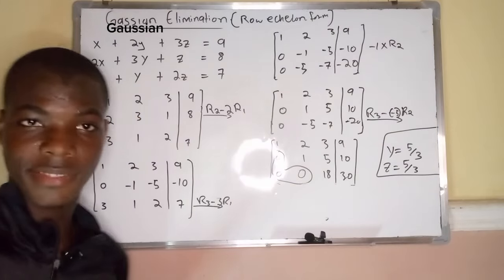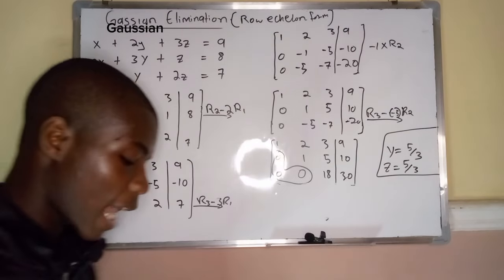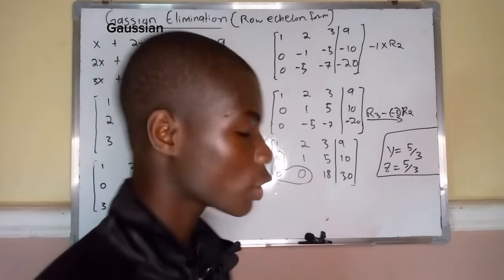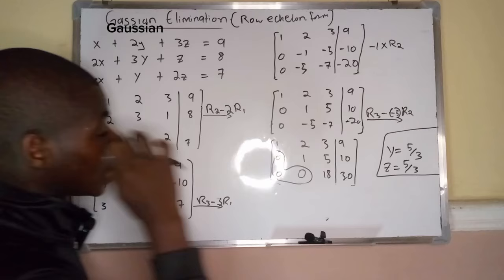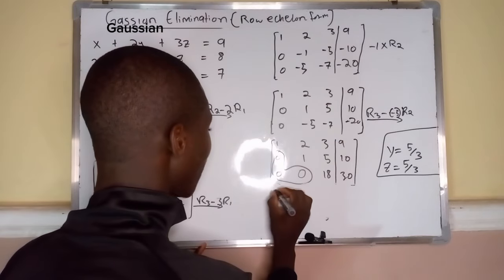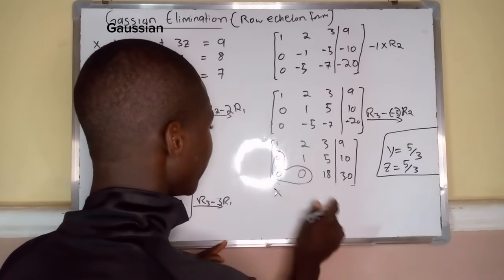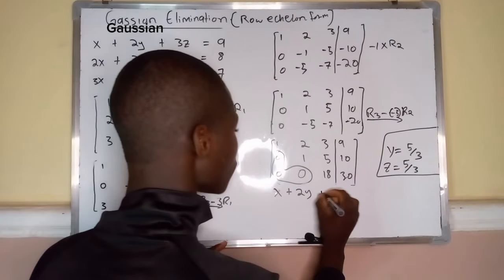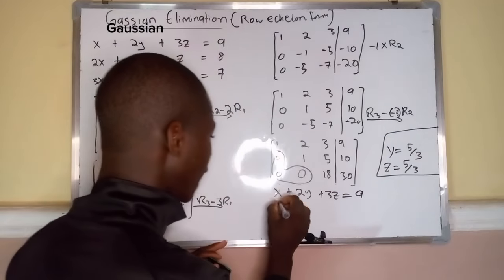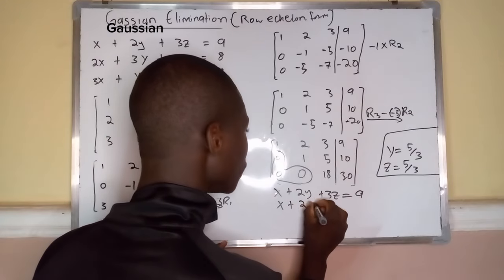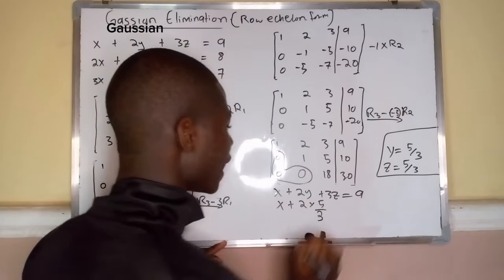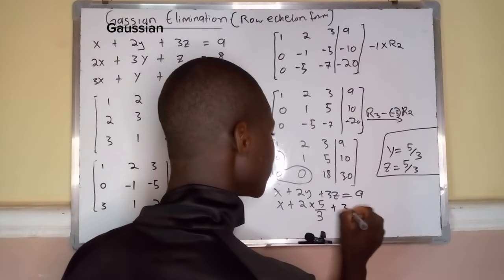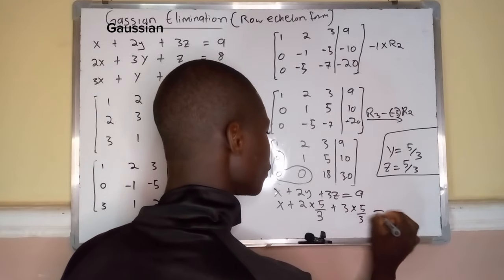So therefore, let me find the value of x. I can't find the value of x if I'm not having y and z, and I can't find the value of y if I'm not having z. So from the equation x plus 2y plus 3z equals 9, x plus 2 multiplied by 5 over 3, plus 3 multiplied by also 5 over 3, is equal to 9.